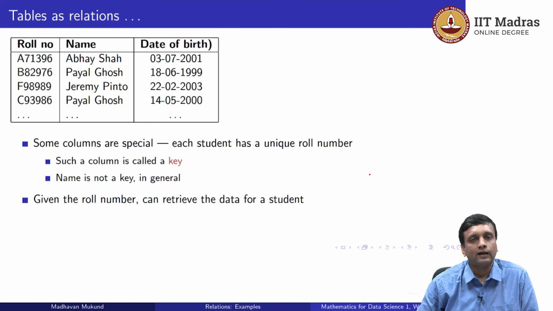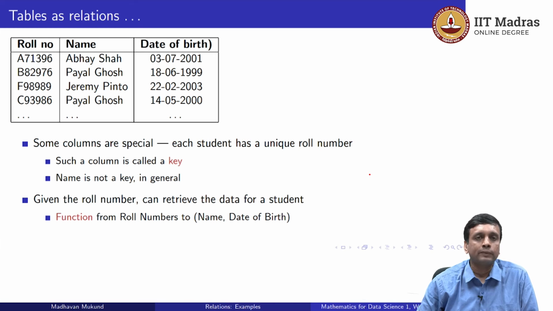So we can actually think about the row as being something where if I give you the roll number, you can tell me which row it is and give me the other values in that row. So this is more like a function. A function says given an input, give me a unique output. So given a roll number, tell me all the values associated with the roll number, the name, the date of birth, and so on. So this kind of a stored table is also sometimes called a set of key value pairs. Given the key, there is a unique value.